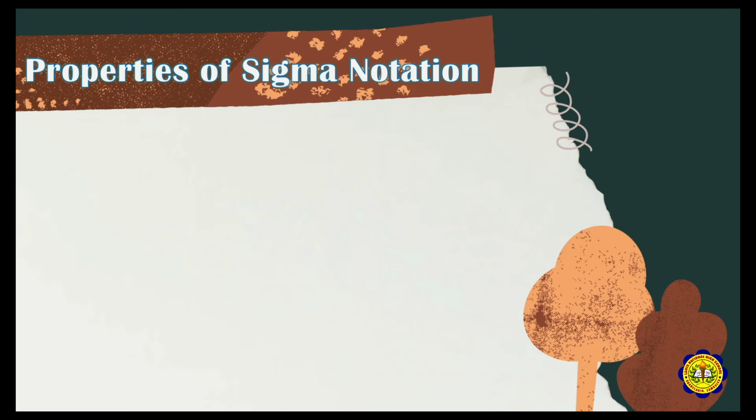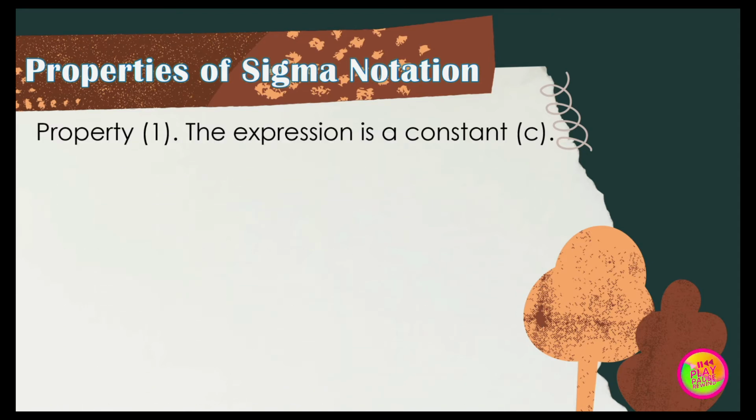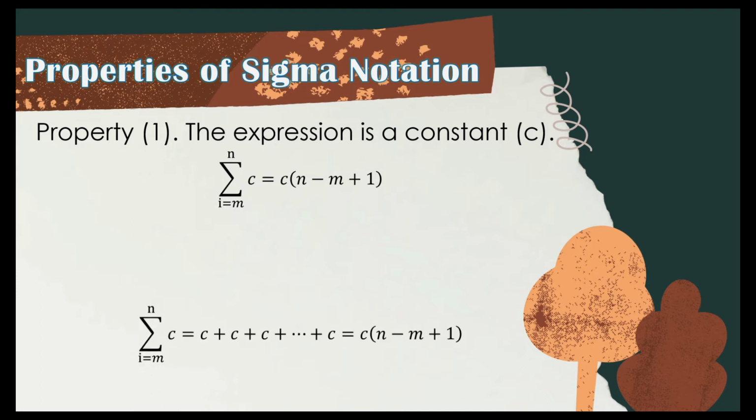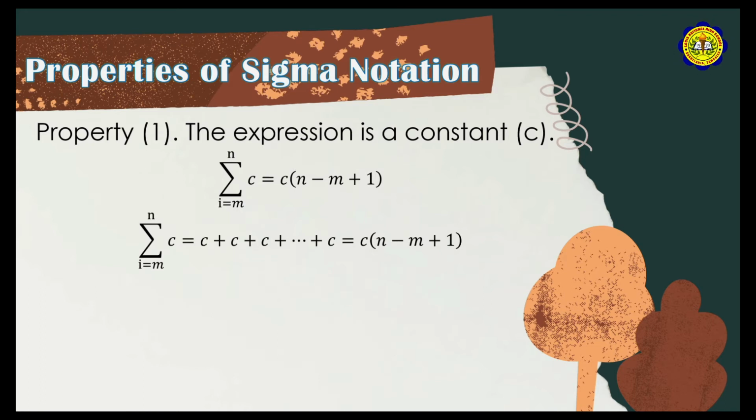These properties will allow us to evaluate formulas containing sigma notation more easily and allow us to derive equivalent formulas. Property 1. The expression is a constant c. The summation of c from i = m to n is equal to c times (n - m + 1). In derivation of this formula, the summation of c from i = m to n is equal to c + c + c + up to + c, which is equal to c times (n - m + 1).